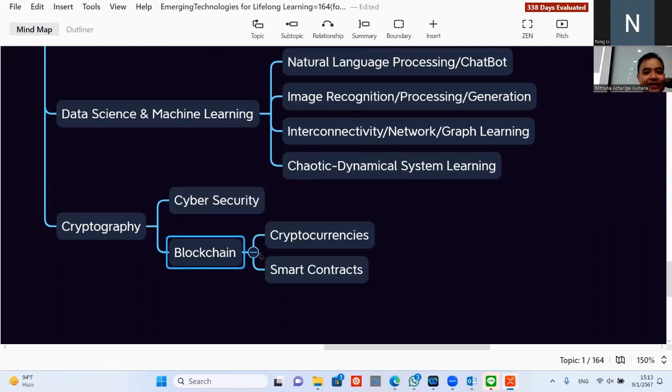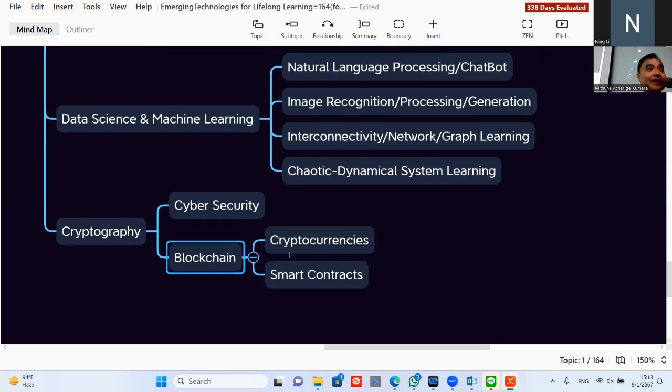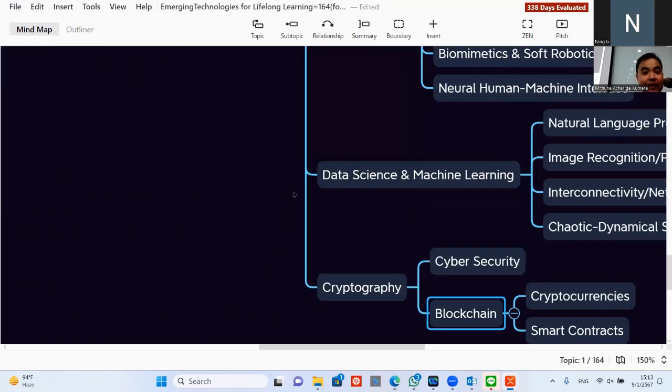Cryptography, again, blockchain, and we will talk about cryptocurrency, smart contracts, and all that. So these would be topics that you can look at.